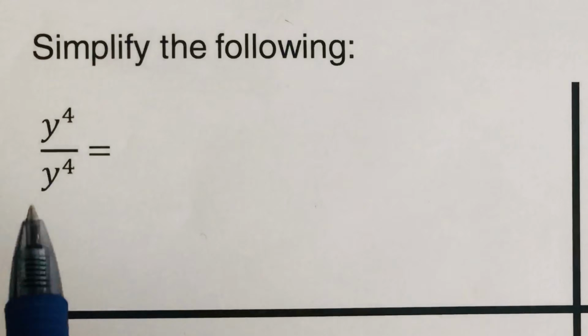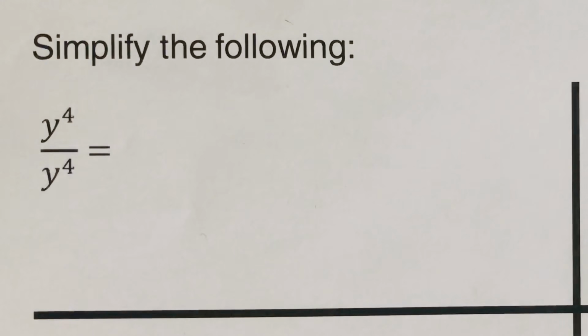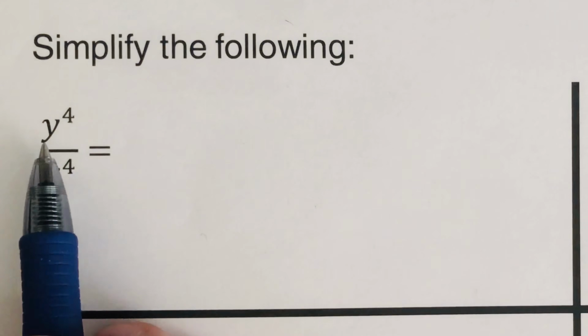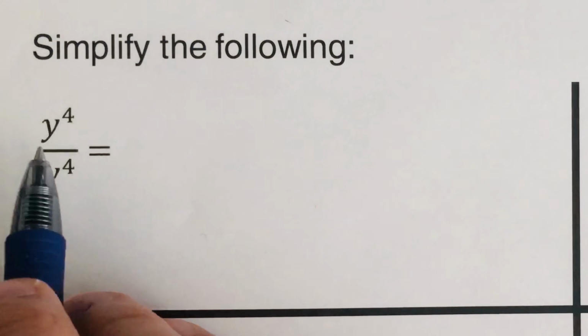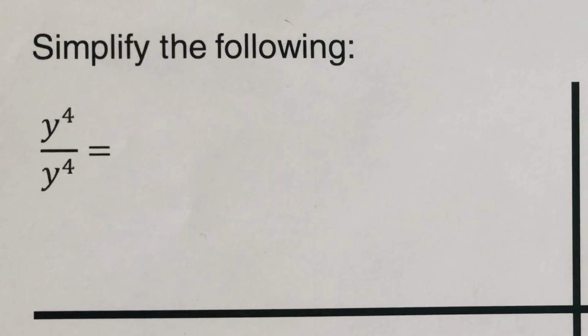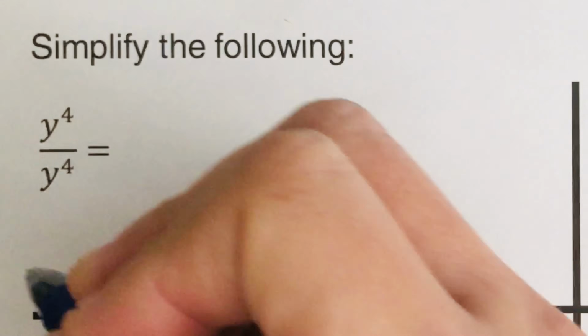So we're supposed to simplify y to the fourth over y to the fourth. We can actually have multiple methods of simplifying this, but I'm going to show you a few methods today. What we are going to do first is write this all out. We're going to expand it. Y to the fourth means there are 4 y's. So I'm just going to write 4 y's right here.